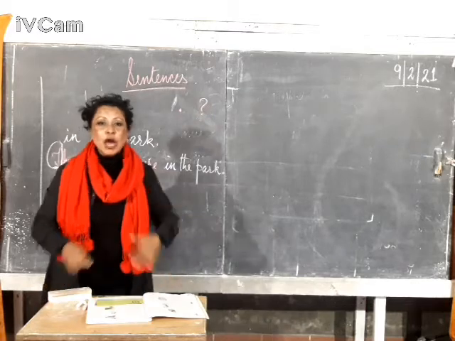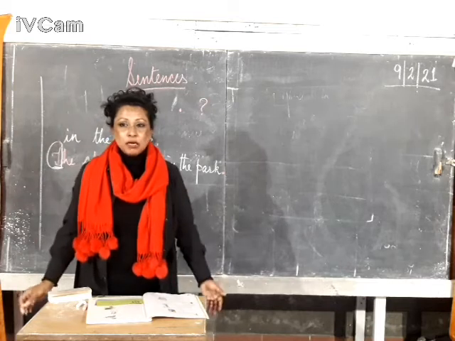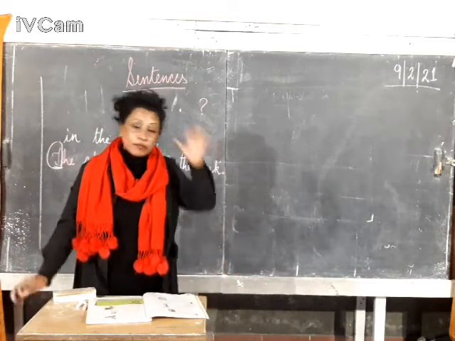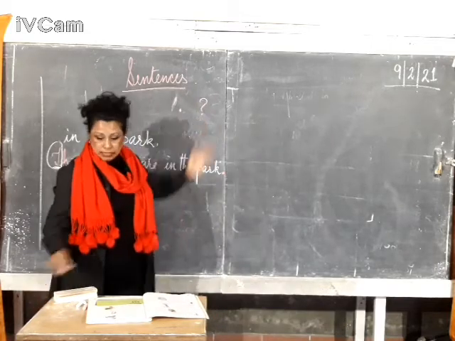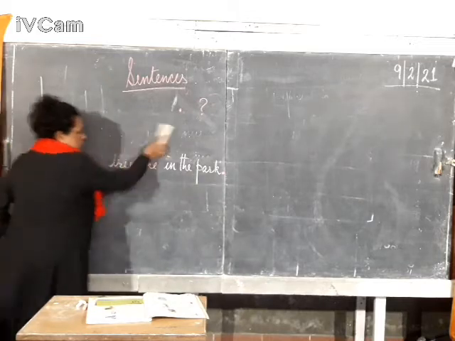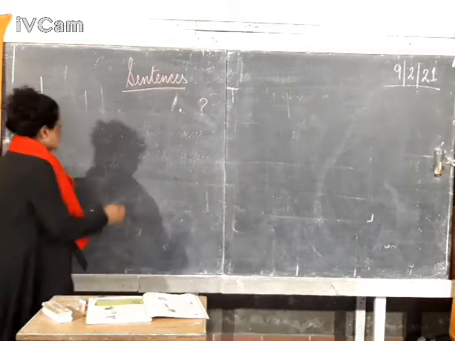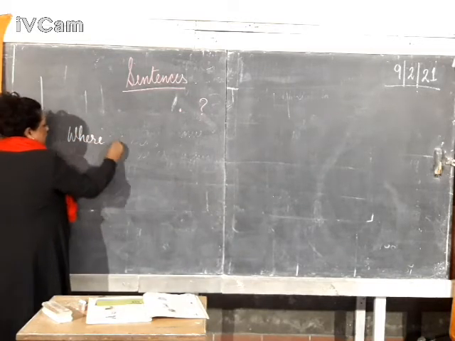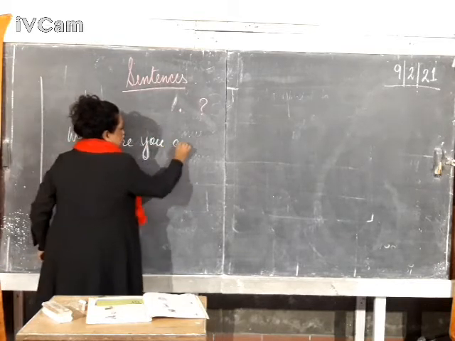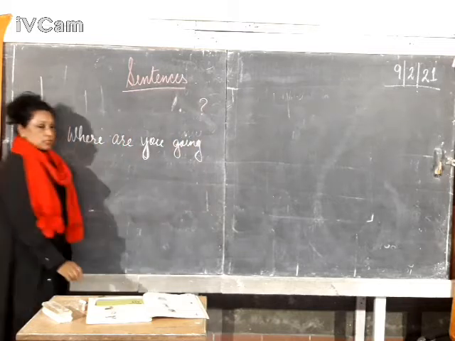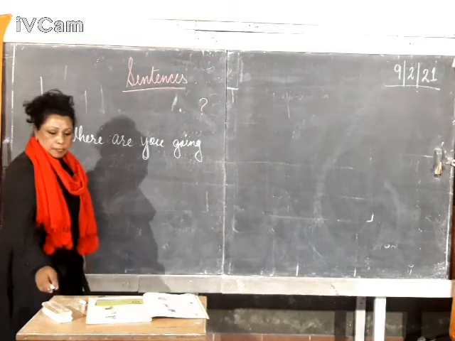A question mark means you are asking a question. When you ask a question, you get the answer from the other person. Whoever you are talking to, you have to get an answer back in such kind of sentences. Like for example, I'll write it down, then you'll understand, all right? Now look at this. These are also a group of words. Where are you going? All right?